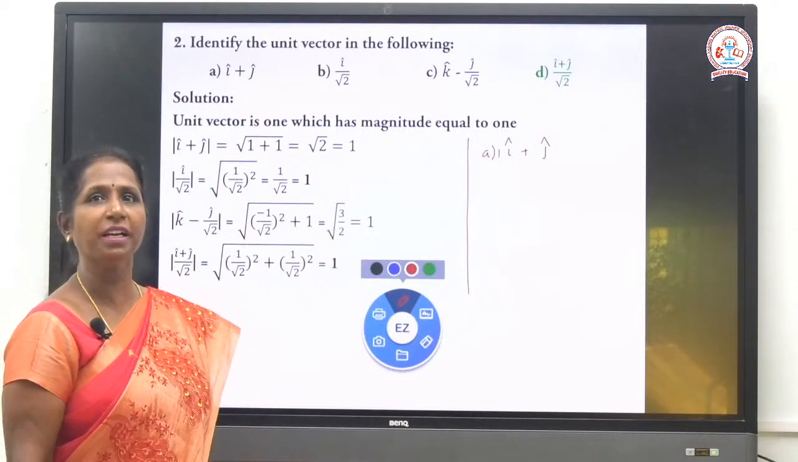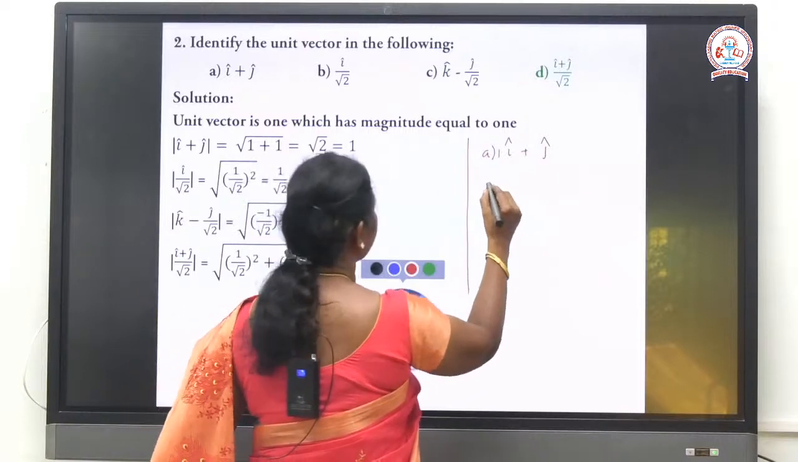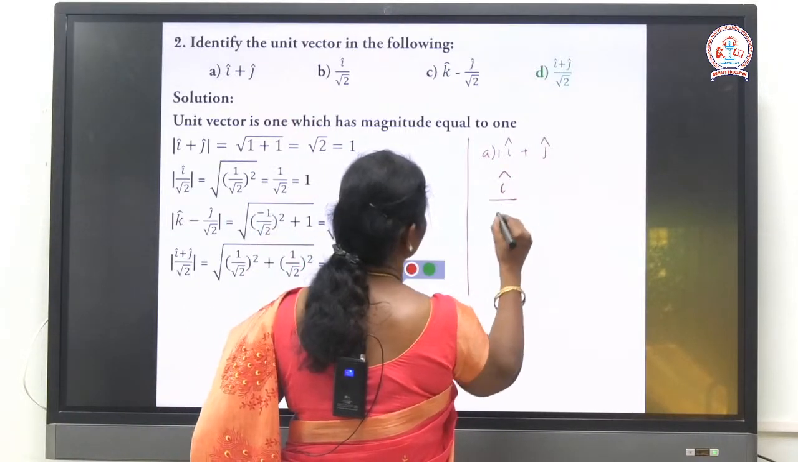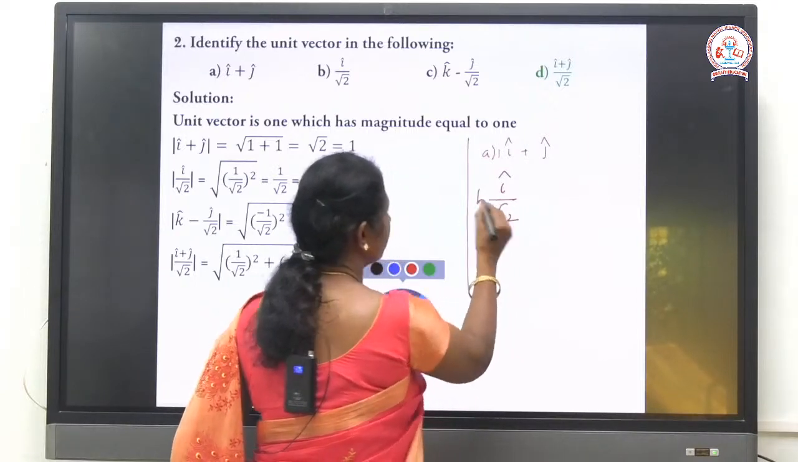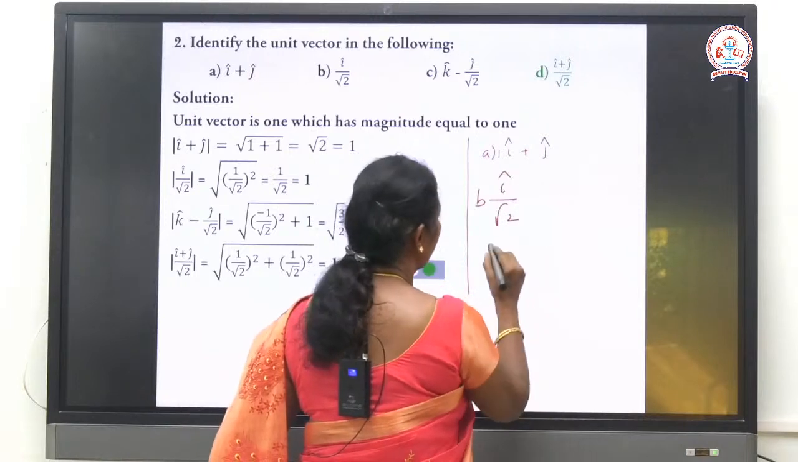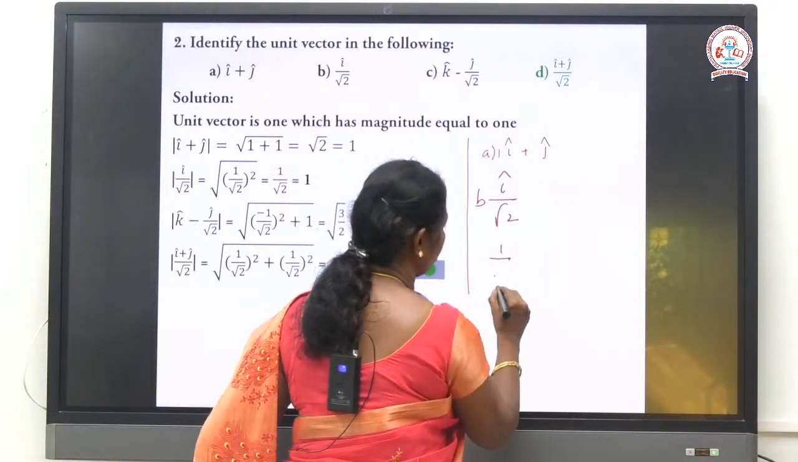Yes, what is the second option? The second option is I divided by root 2, so I cap by root 2. Okay, this is the second option. In the second option, what is the component of I cap? The component of I cap is 1 by root 2.